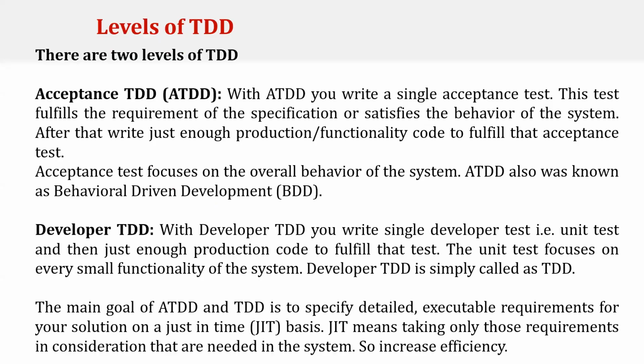Again, you have two types of TDD, two levels of TDD. One is acceptance TDD, and another one is developer TDD. Okay, acceptance TDD: you write a single acceptance test. What is acceptance testing? When you develop a product, it should be satisfied or accepted by all the users and all the stakeholders.